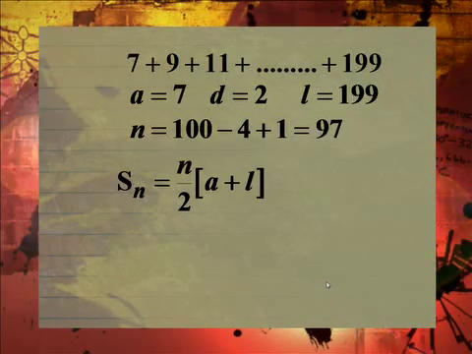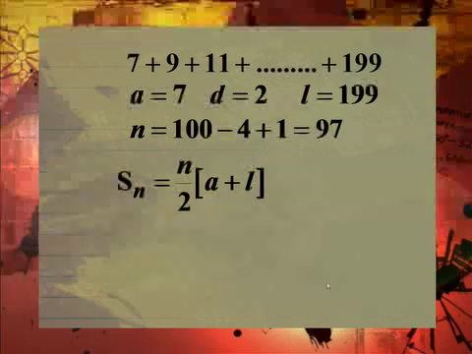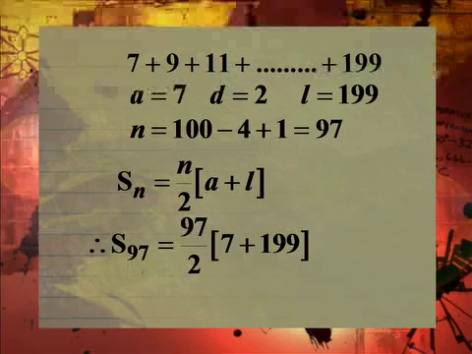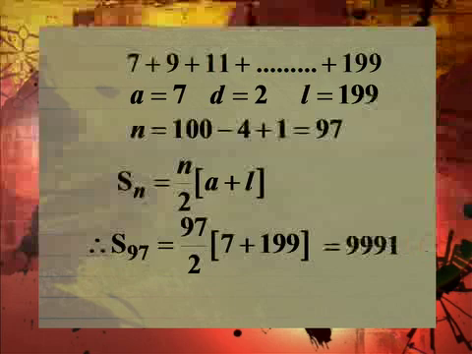Okay, so there it is. The Sn is n over 2 times (a plus l). Okay, guys, now substituting 97 over 2, we get 991.